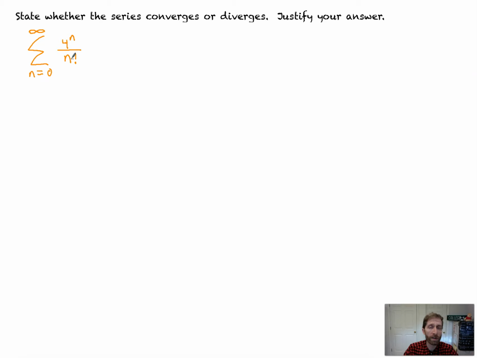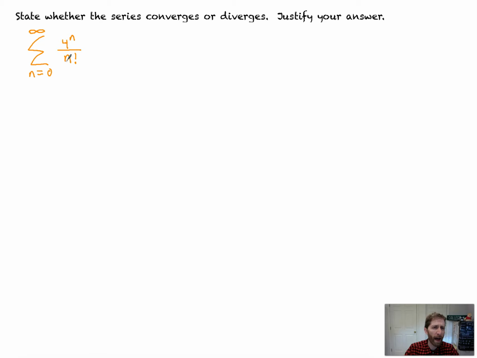The first thing I notice here, if this is a multiple choice question, is that I've got 4 to the n over n factorial, and n factorial is so much faster than 4 to the n. You can look at that in chapter 9, lesson 1 videos, where I go over the comparison of exponentials and factorials. So we can be pretty certain that this thing is going to converge, but we'll use the ratio test on it. You can expand it out if you want, but you don't have to. I'm not going to here.